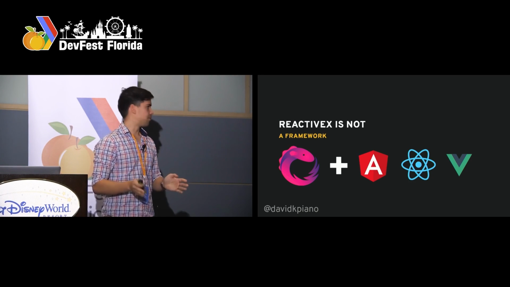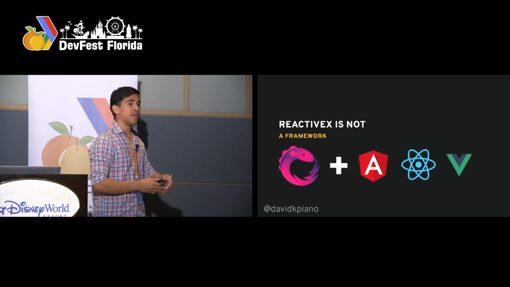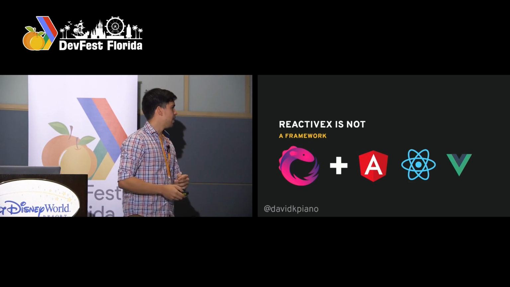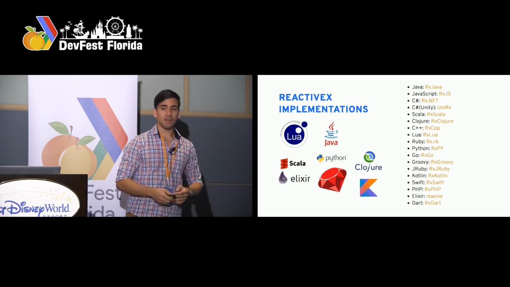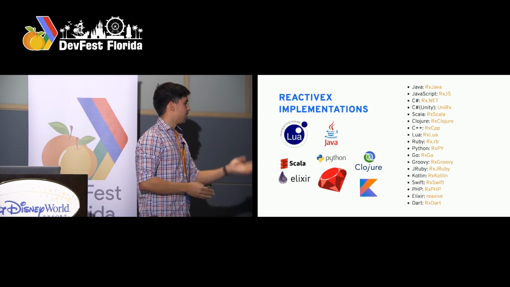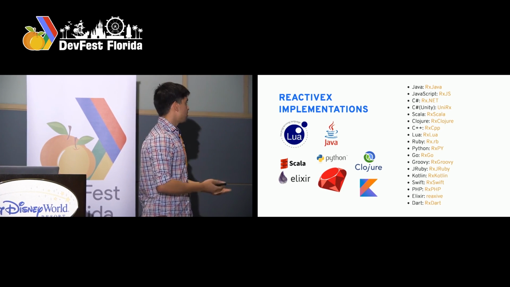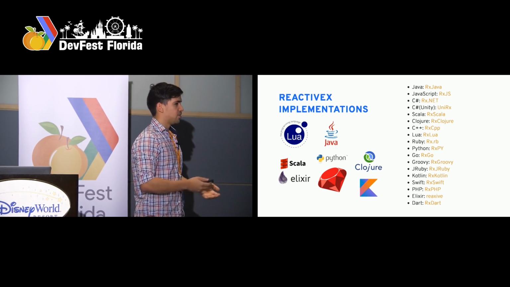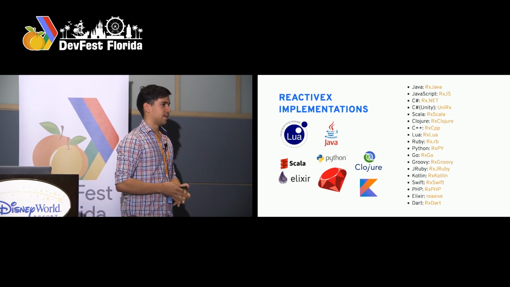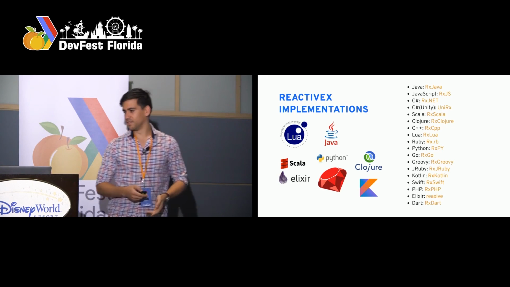ReactiveX is not a framework, and you could use RxJS pretty much anywhere, especially with Angular, but it's also possible to use RxJS with React and Vue. Also, there's a ton of implementations. It doesn't matter which language you're on. There's a bunch of Kotlin talks today, so it's really cool to see Kotlin actually uses or can use ReactiveX as well, and so can Java, but I don't think Android developers like Java anymore. It's all about Kotlin, which is good.